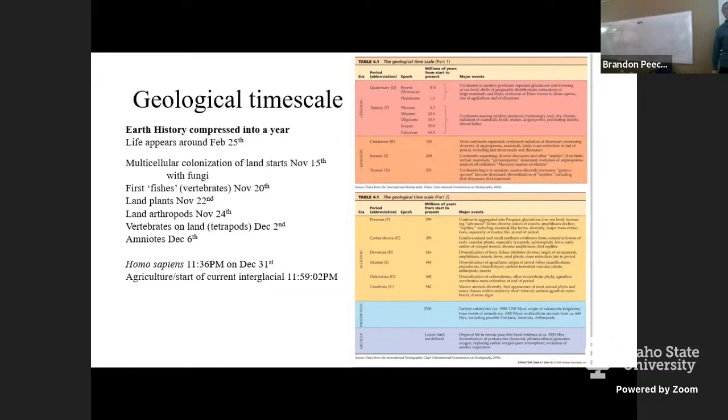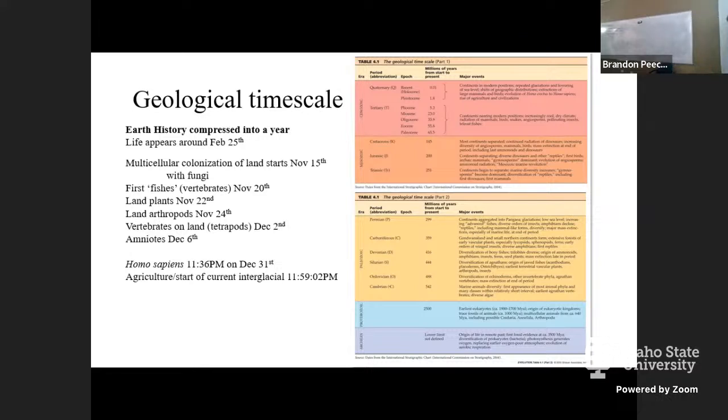vertebrates don't show up until November 20th of that year, if you take Earth history to the year. So it's almost Thanksgiving before vertebrates show up at all. And then there's a bunch of other fun stuff. There's not really stuff on land. Land plants on the 22nd. There's not vertebrates on land until December. So there's no vertebrate walking around until the last month of the year. That's how much time is happening in this single cell stage, why you have 50% of your genes with a banana, because all that evolution is happening in that huge amount of time.